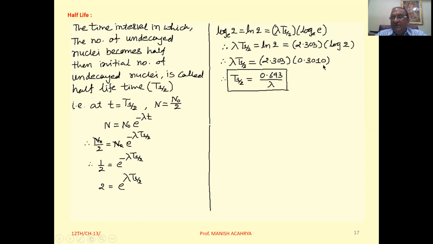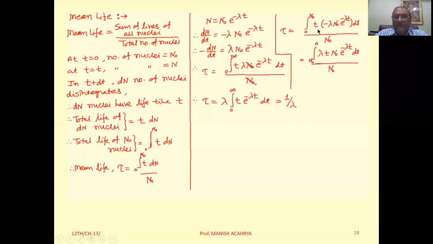0.3010. But 2.303 into 0.3010 will give you 0.693. Take lambda on the right hand side, so we can write the equation for the half-life time, that is t1 by 2 equal to 0.693 upon lambda. Clear to all of you?